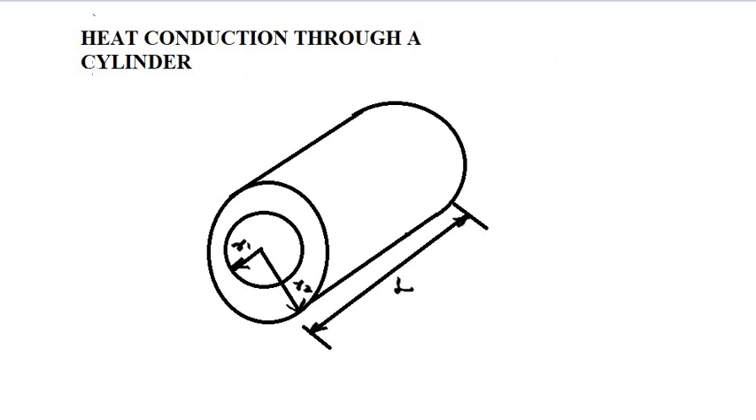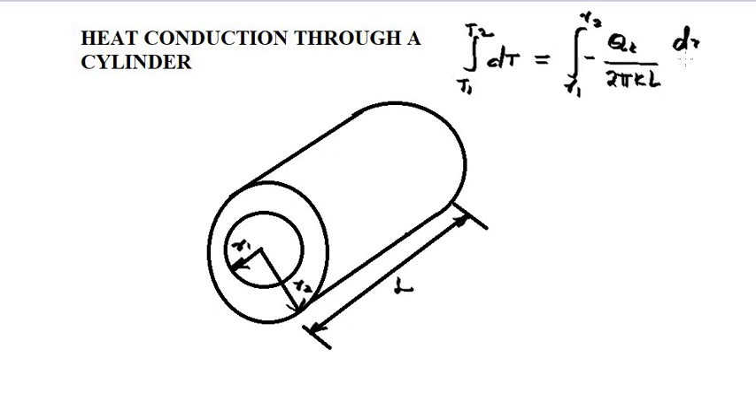Now for heat conduction through a cylinder, the equation is given by integral T1 to T2 dT is equal to integral R1 to R2 of minus Qk divided by 2 pi kL into dr by r. The area of the cylinder is 2 pi r L, hence we put kL into area equal to 2 pi r. For integrating, we will put dr by r.